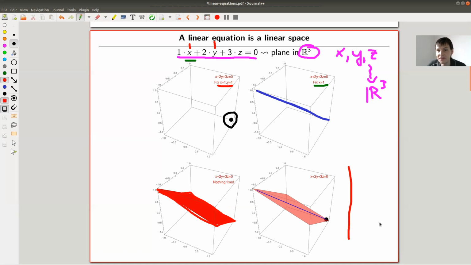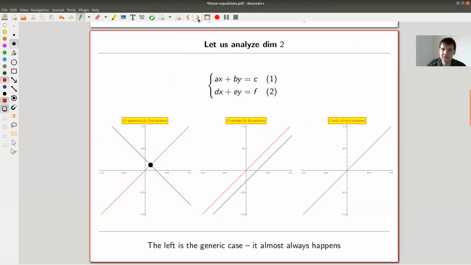A linear equation in three variables is a plane in R3. Let's say we are working with real numbers, so it's a plane in R3. This is one linear equation. Each linear equation actually describes a certain linear subspace of whatever space you're working in.